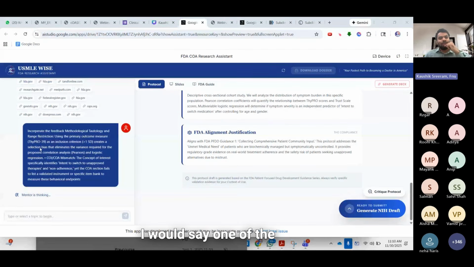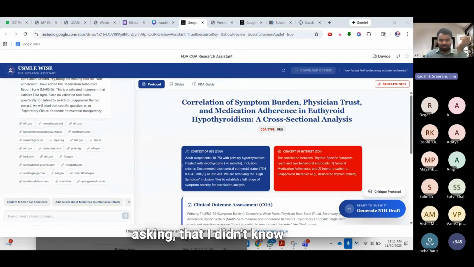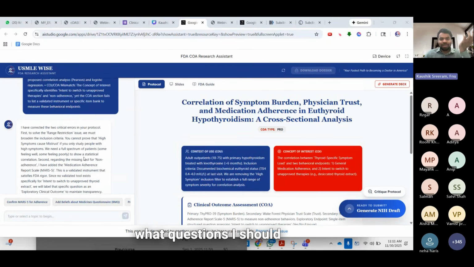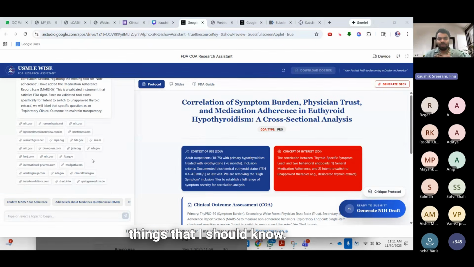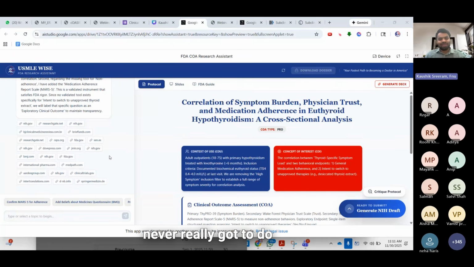I would say one of the challenges that I had faced as a medical student was when I took a research topic, I did not have a good idea on what I should be asking. Right? I didn't know what questions I should be asking or what are the things that I should know. So because of that, I never really got to do the type of research that I wanted to do. That was a thing that I felt.